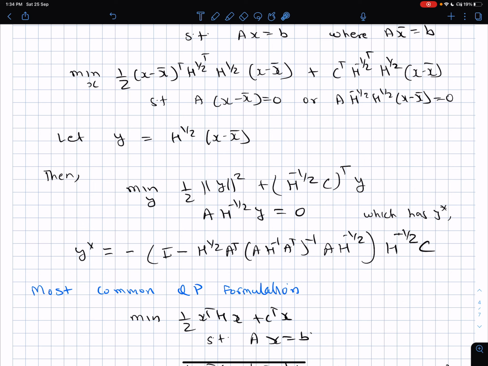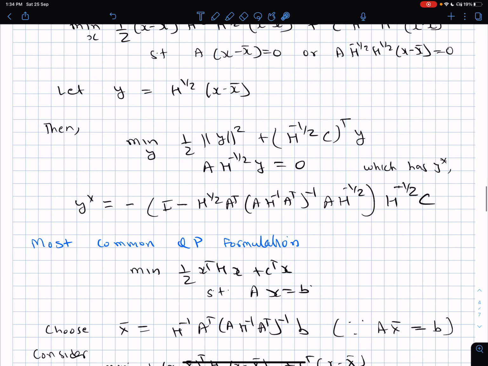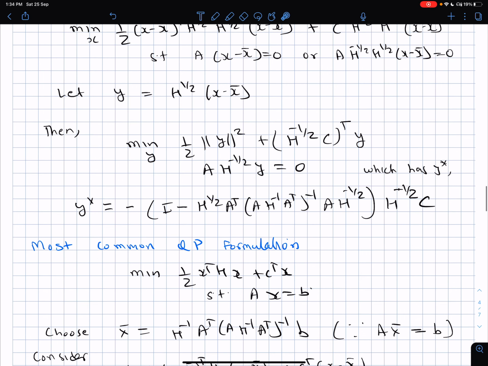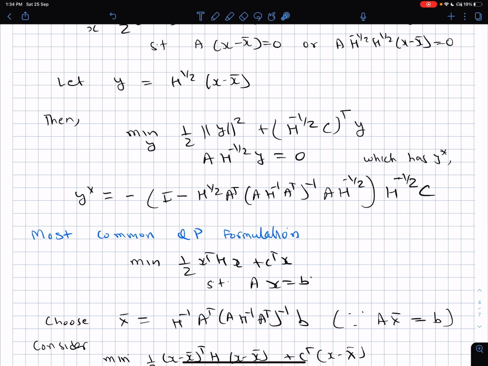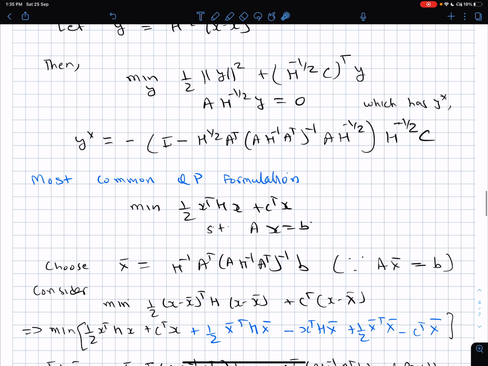Now we will solve. Now what we are going to do is see the quadratic programming problem the way most of the time we come across it in the literature, which is minimize half of x transpose H x plus c transpose x subject to the constraint Ax is equal to b, where H is a positive definite matrix. Now, this is slightly jumping.